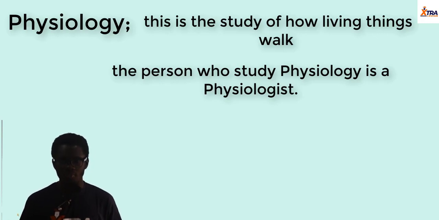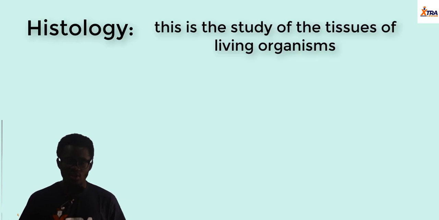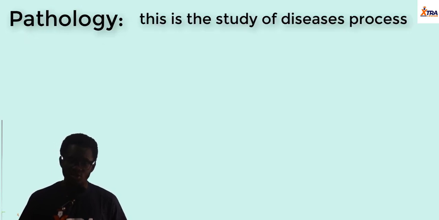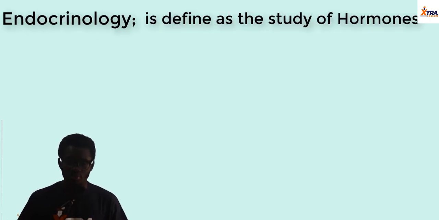Another field of biology is histology. This is the study of the tissues of living organisms. Another field of biology is called pathology, which is the study of diseases, the study of the disease process. We consider the etiology, the pathogenesis, and also the characteristics which are expressed by diseased living things. And this is very important. We also have another field called endocrinology. Endocrinology is defined as the study of bodily hormones.